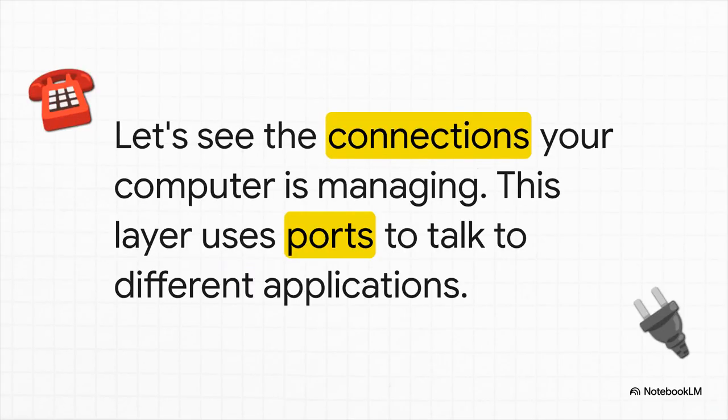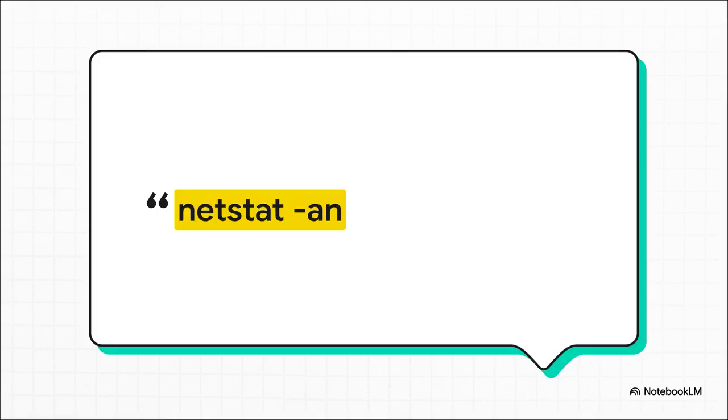All right, let's keep climbing. We're now at layer 3, the transport layer. This is the layer that manages all the different conversations your computer is having at the exact same time. Let's go take a peek at that switchboard. The command for this one is netstat -an. Think of this like asking your computer to show you a list of all its active phone calls and all the lines that are open and waiting for one.